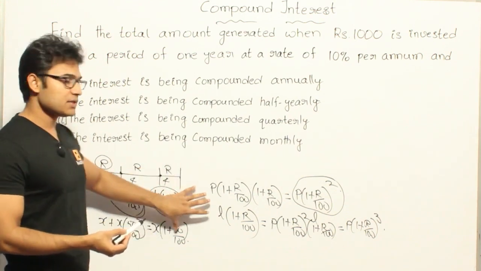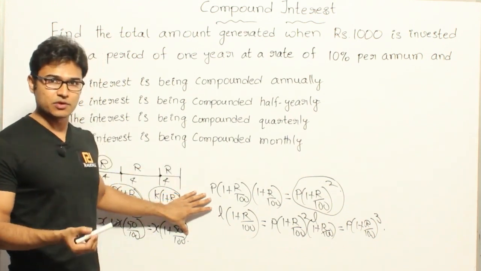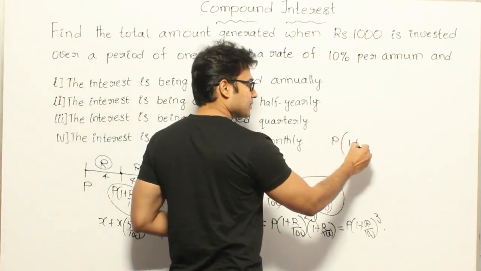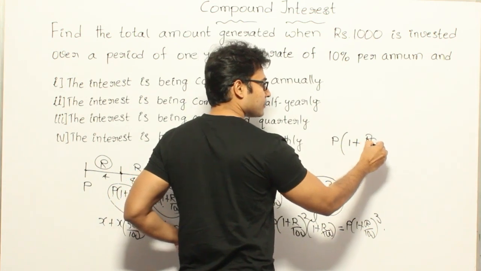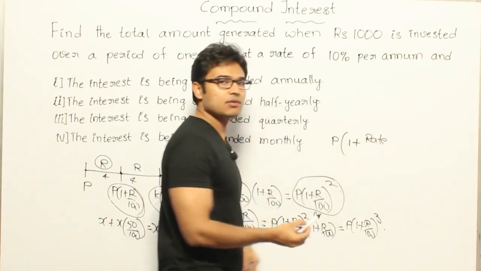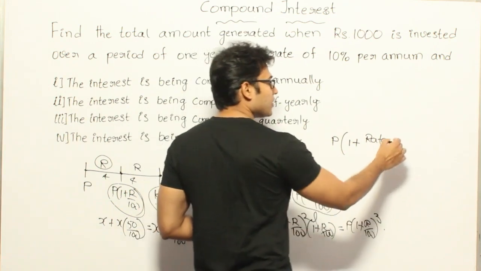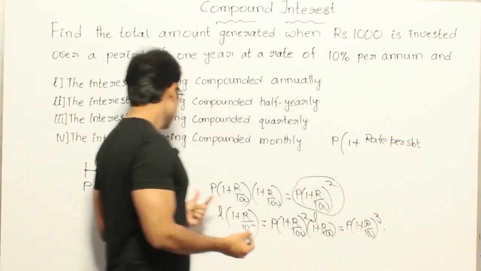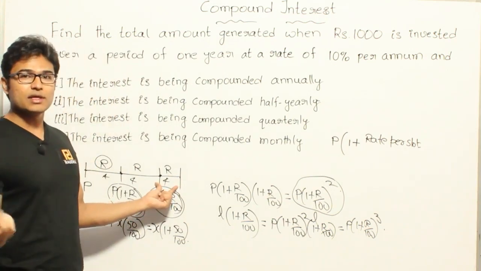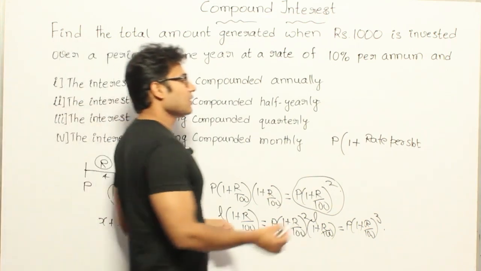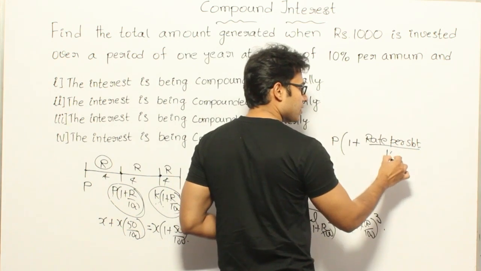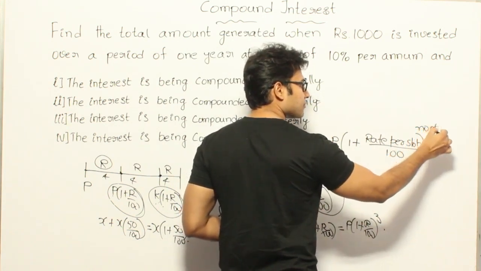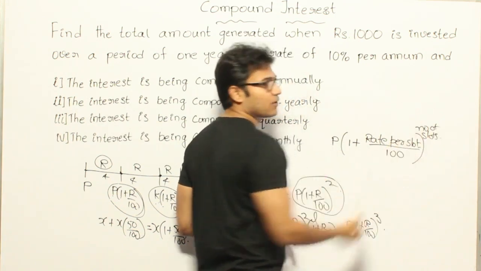Therefore, in order to solve all these questions, the generic formula is going to be P into 1 plus the rate of interest per slot, let us say, right? The rate of interest per slot. So how are you computing this slot? The slot is being computed based on when the interest is being compounded, right? Rate of interest per slot divided by 100 whole power number of slots. Got it?